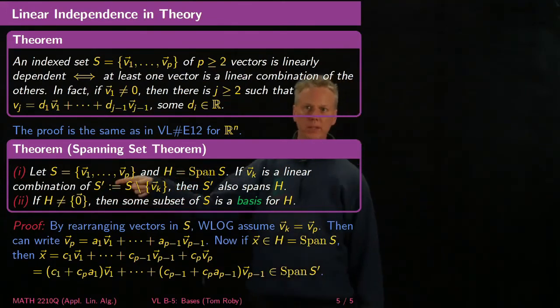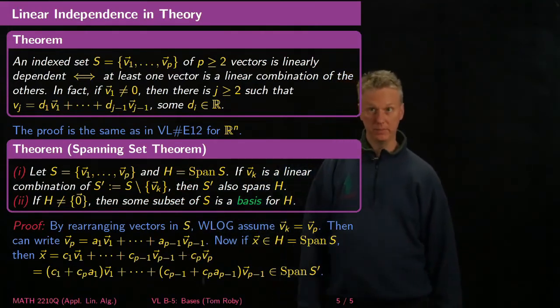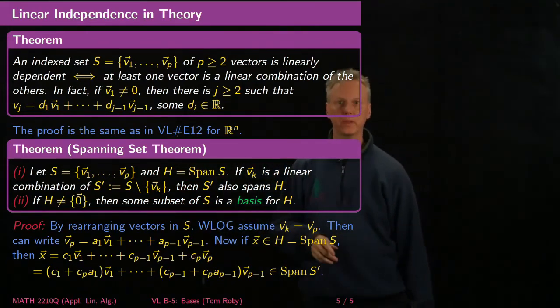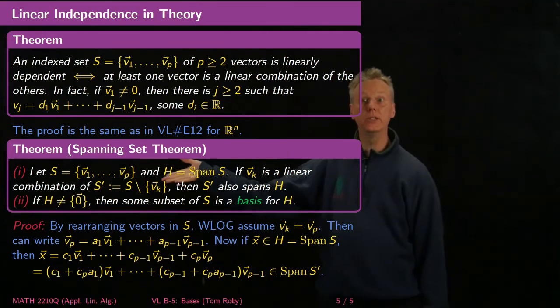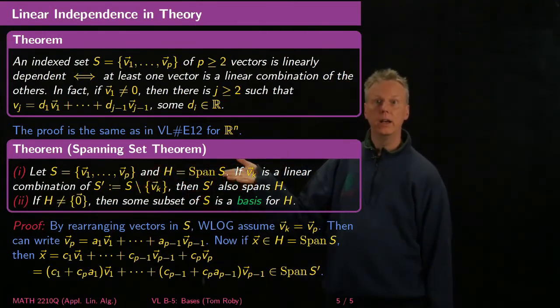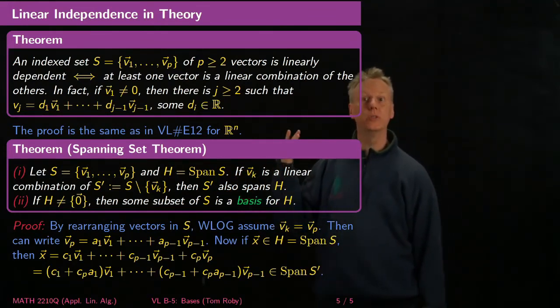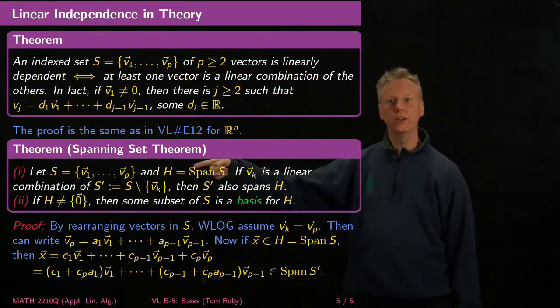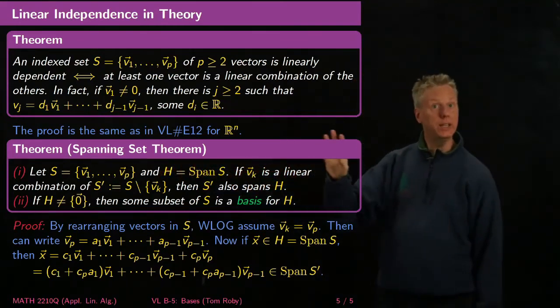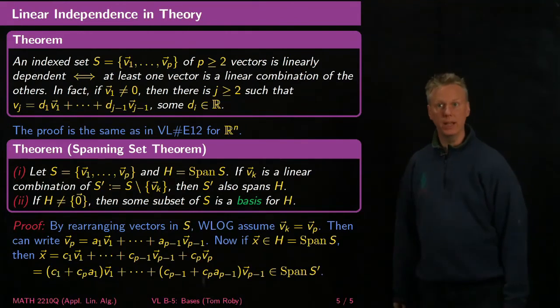So S prime is just the set S where I've taken Vk out of it. Okay, so I have one fewer vector. So if I can write Vk as a linear combination of the ones in here, then S prime also spans H. In other words, if I could write one thing as a linear combination of the others, then I didn't actually need it in order to span my vector space H.